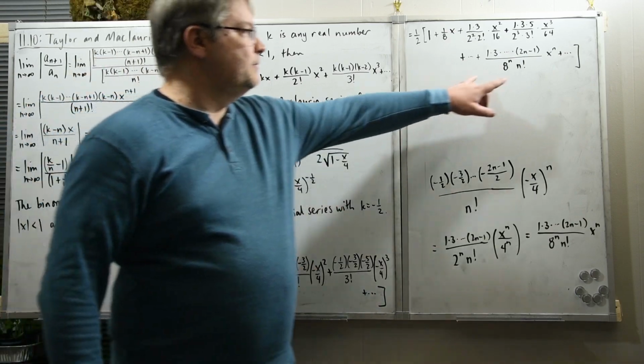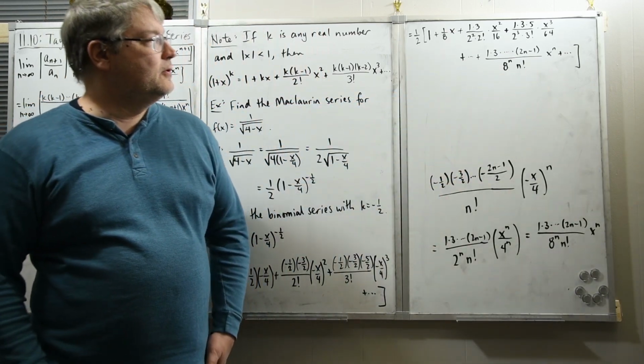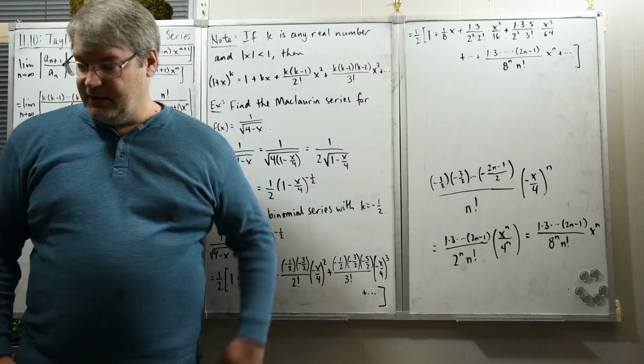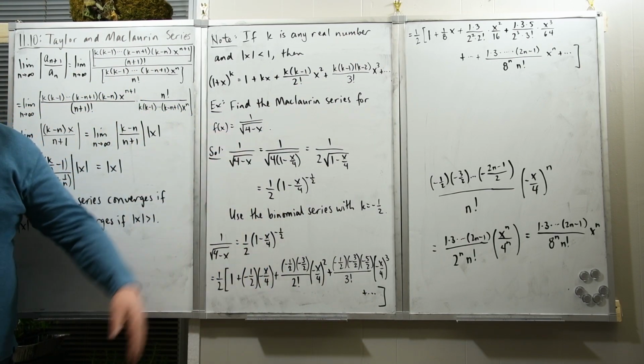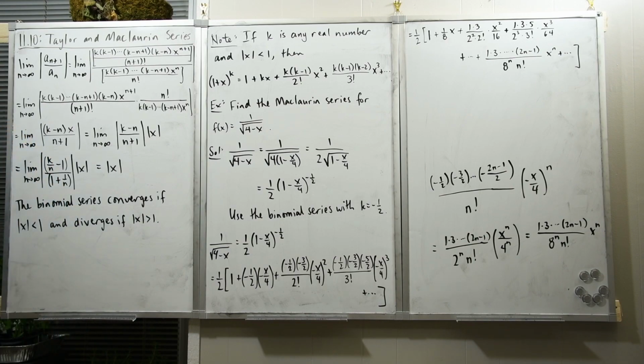So it looks like this is a valid general term for us. So this would be our representation. It's ugly, but it is a representation that we have in Maclaurin series for 1 over the square root of 4 minus x.